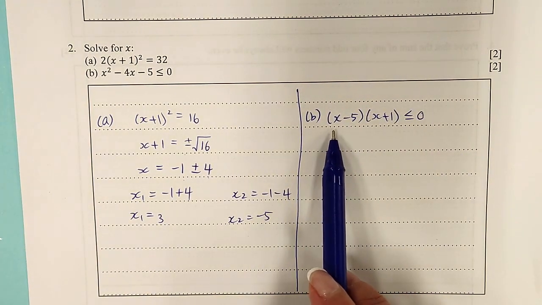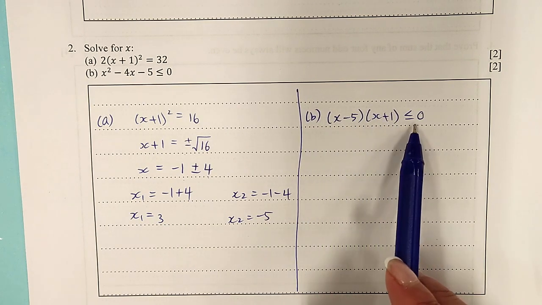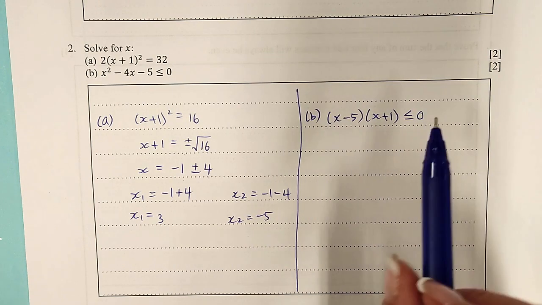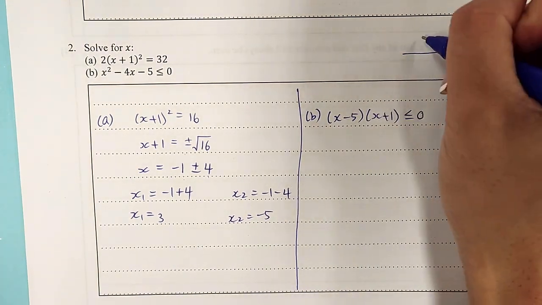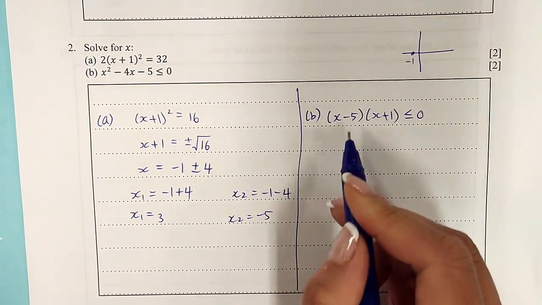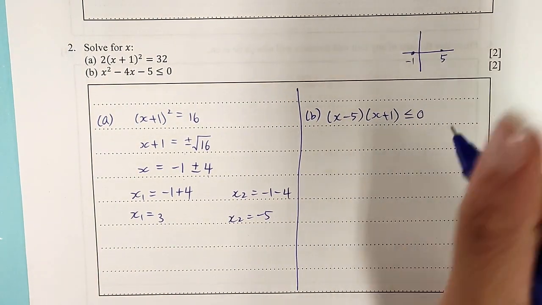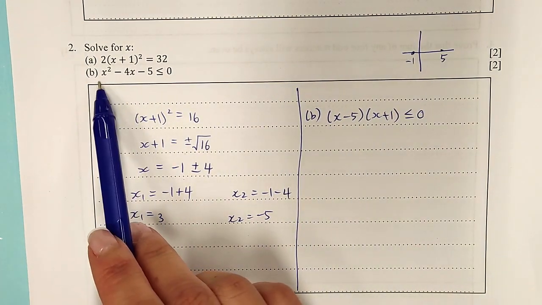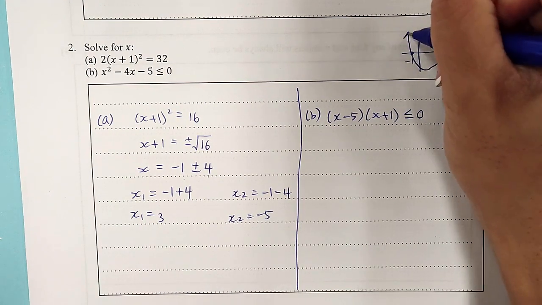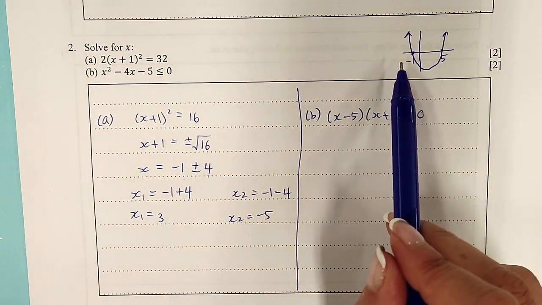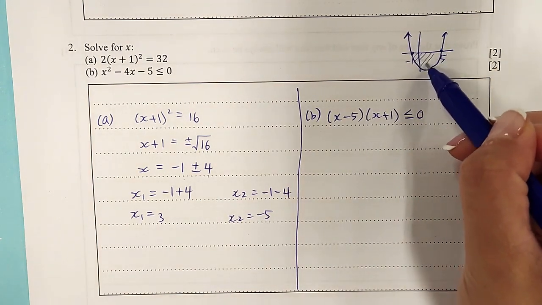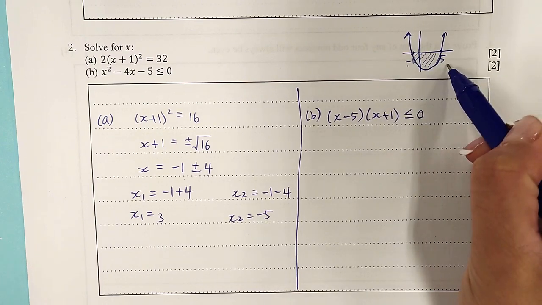Now, in order to figure out when this quadratic would be less than or equal to 0, I can sketch a graph of what this would look like. So let's do that on the side here. I know that this quadratic has x-intercepts at minus 1 and positive 5. And I know that it opens up since the a value is positive. So from here, I can see that this quadratic function is going to be less than or equal to 0 in between the x values of minus 1 and 5.